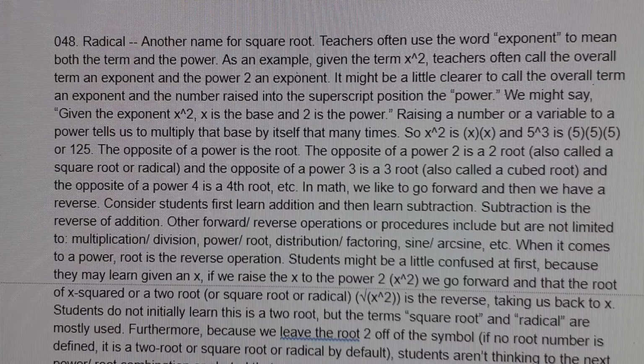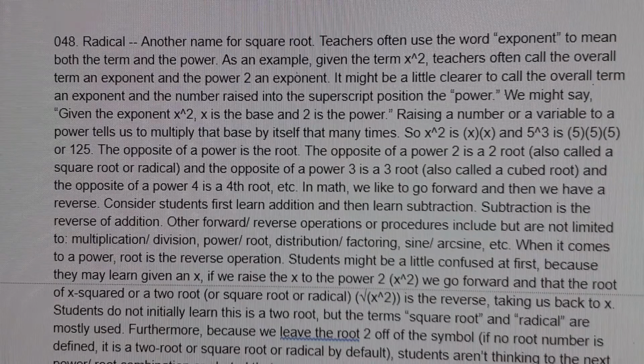Students might be a little confused at first because they may learn given an x, if we raise the x to the power 2 (x^2), we go forward, and that the root of x squared, or a 2 root (or square root, or radical), is the reverse, taking us back to x.